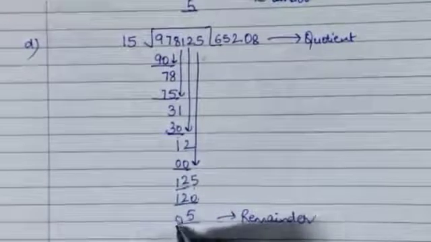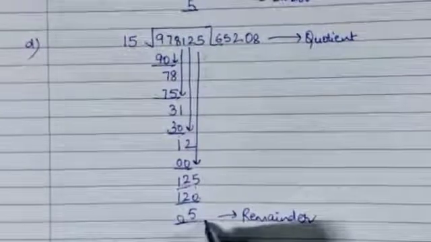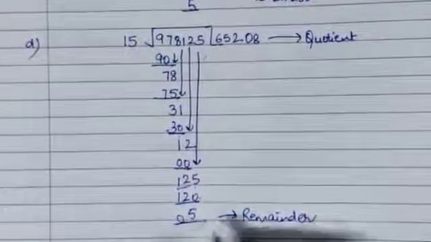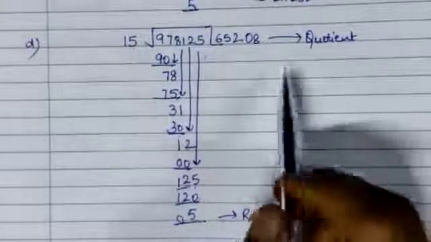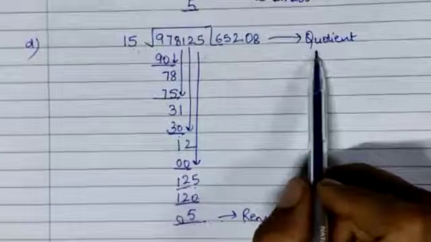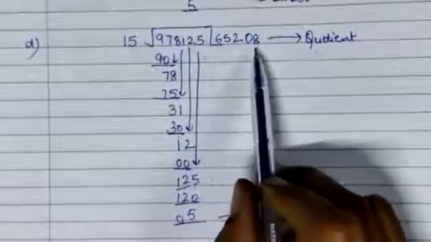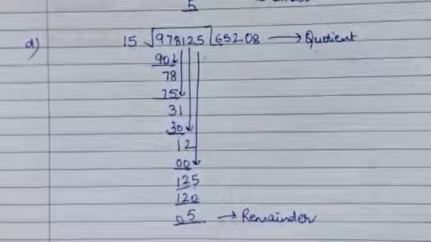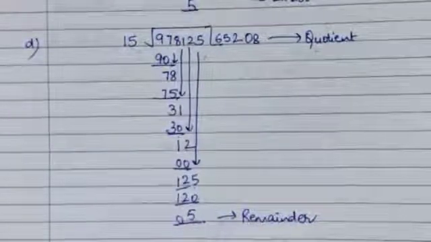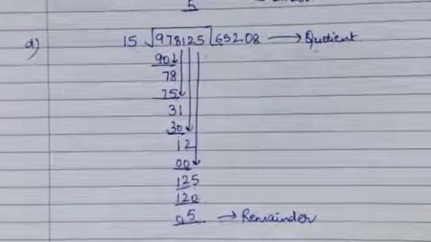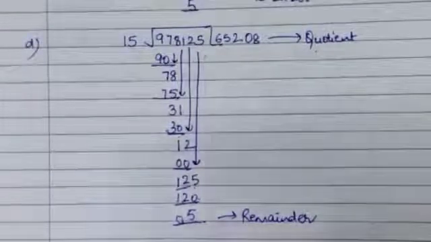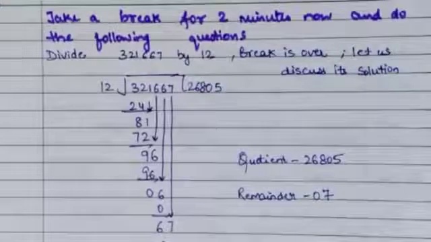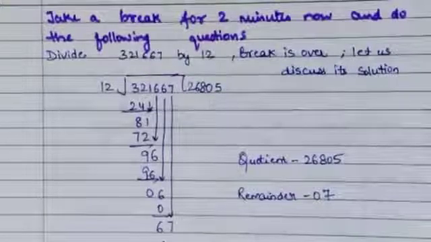So what is the remainder here we are getting? We are not getting remainder 0. We are getting something in the remainder, and that is 5. And what is the quotient we are getting? We are getting 65,208. Children, you need to do lot of practice for the division. So on the daily basis you will do at least 5 questions for the division. Clear? Now take a break for 2 minutes and do the following question.